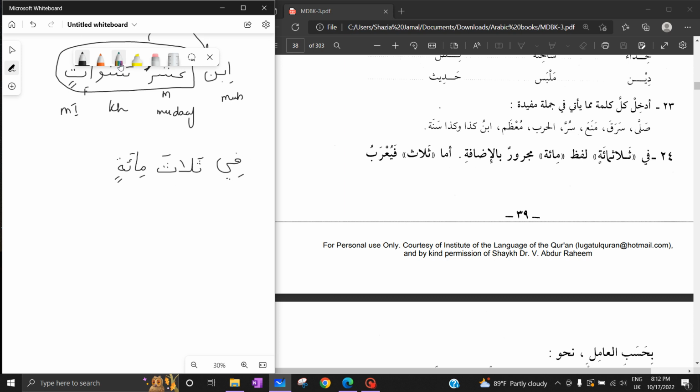Because of the harf jar, what happens? The salasa will change into kasra. And this will remain as it is. This will not change. But this will change because it is in the position of mudaf. Thalasi me'ate. That's why they are saying salasa bi hasab al amil. What is the amil? What is the reason to change into kasra? The amil is the harf jar, the reason, the cause. Because of this, it has taken a kasra.